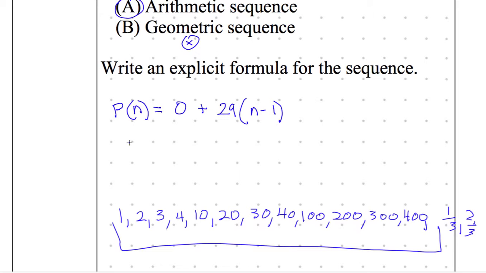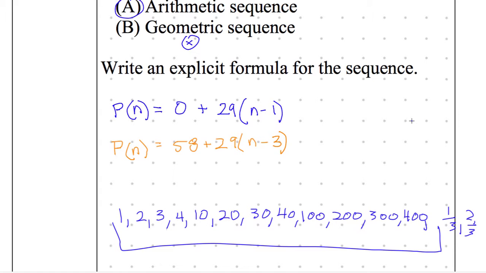Give me another formula. What's another one that works? P of n could also be what? 29 plus 29 is 58. So we could do 58 or 29 times n minus 2. Careful though, that's actually not going to be right. Oh, n minus 3 will work, because on the second day she has 29.